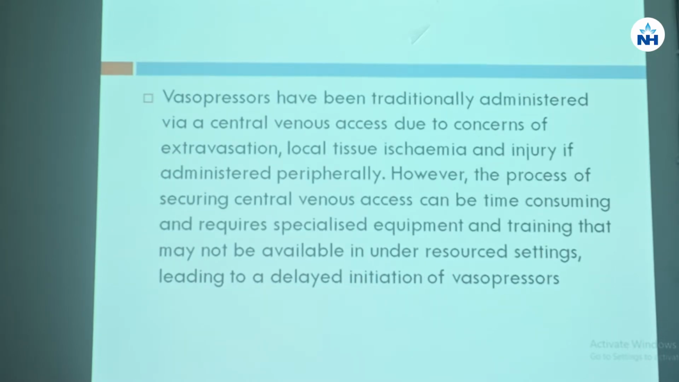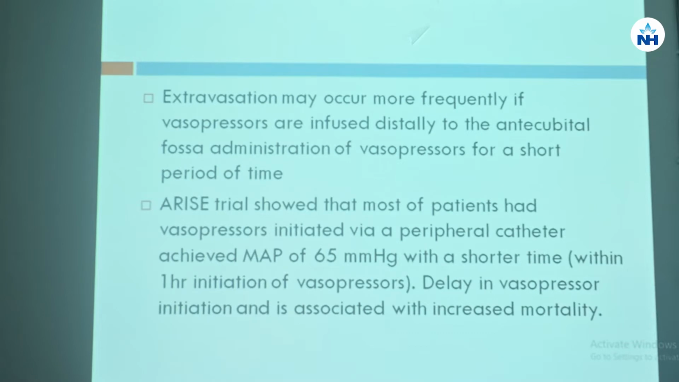Vasopressors have traditionally been administered via central venous access due to concern of extravasation, local tissue ischemia, and injury if administered peripherally. However, the process of securing central venous access can be time-consuming and requires specialist equipment and training that may not be available in under-resourced settings, leading to delayed initiation of vasopressors. Not only that, extravasation may occur more frequently if vasopressors are infused distal to the antecubital vein for administration of vasopressors for a short period of time. So now it is recommended to start vasopressor agents in the antecubital vein or proximal to the antecubital vein.